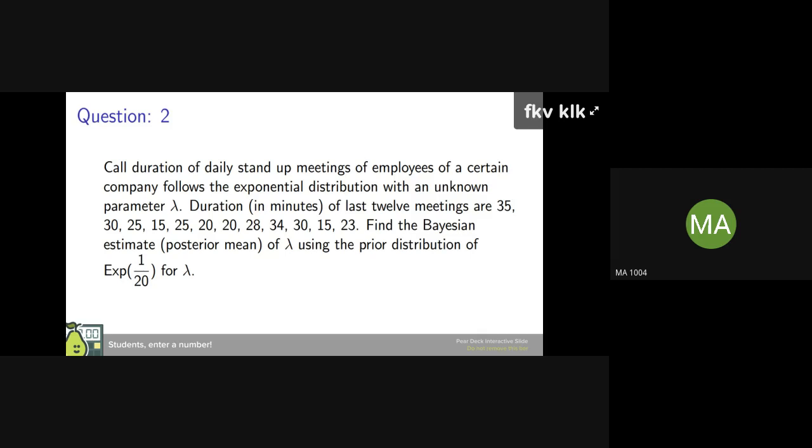So first of all, what is your prior distribution given here? What is a parameter? Lambda. What is the prior distribution of lambda? Exponential, right? Yes. And you have to find the Bayesian estimate, that is the posterior mean of lambda.